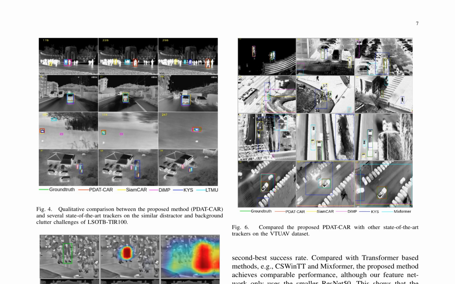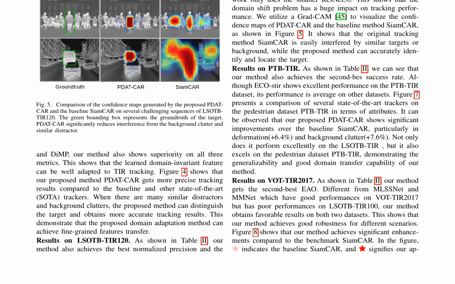A comparison of the confidence maps generated by PDAT-CAR and SiamCAR on several challenging sequences of LSOTB-TIR 120 demonstrates that PDAT-CAR significantly reduces interference from background clutter and similar distractors. The results on LSOTB-TIR 120 indicate that PDAT-CAR achieves the best normalized precision and the second best success rate, outperforming transformer-based methods such as CSWinTT and MixFormer.